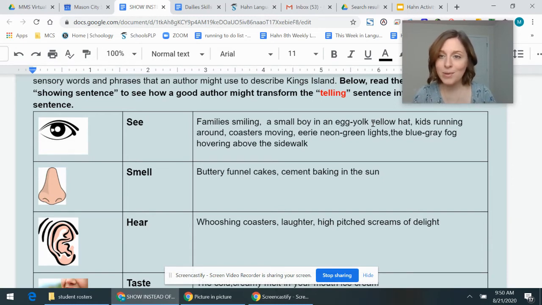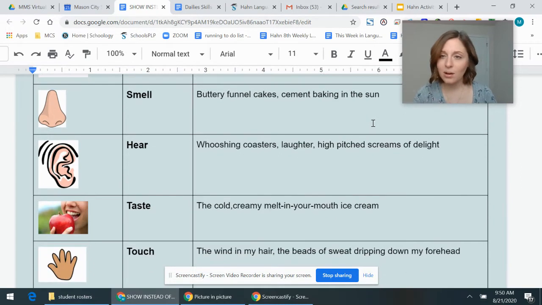Okay, smell. Maybe you smell the food cooking, the buttery funnel cakes. Maybe, I like the smell of when you're on asphalt and it's so hot and you smell that asphalt or that cement just baking in the sun on a hot summer day. What do you hear? Well, you hear the whooshing coasters, maybe you hear laughter, high-pitched screams of delight. If you say screams, think about how you can expand that just a little bit more: high-pitched screams of delight, because people are having fun.